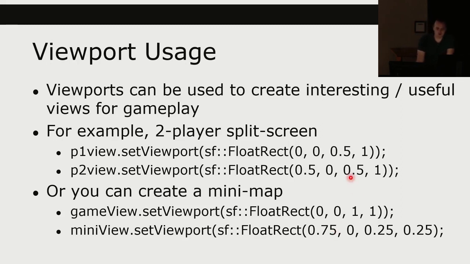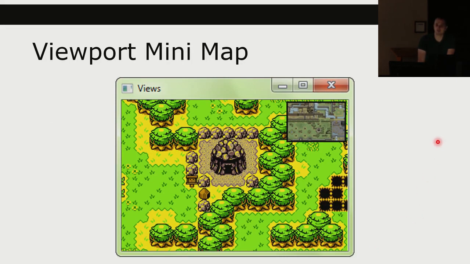Or you could create a mini-map view if you wanted to, right? So maybe I have my game view, which is 0, 0, 1, 1, so it's the whole screen, but then on top of that, I could draw a viewport which is like this tiny mini-map. So here, for example, this is going to be over at 0.75 in the x, 0 in the y, and maybe it's 1/4 of the screen. So this is what that might look like, right?